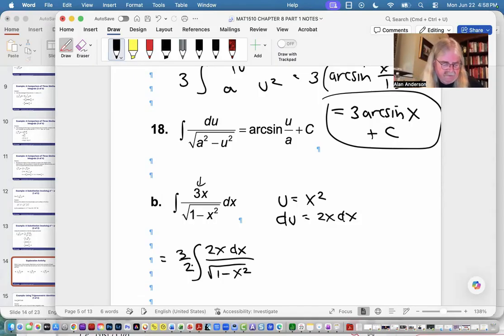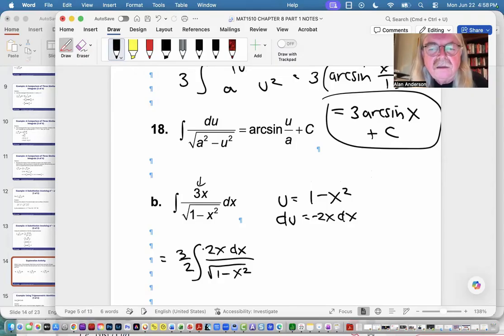Okay, that should do it. Oh, I just realized I goofed. This u shouldn't be x squared. It should be the whole expression, 1 minus x squared. That's better. Then du dx is actually negative 2x dx.